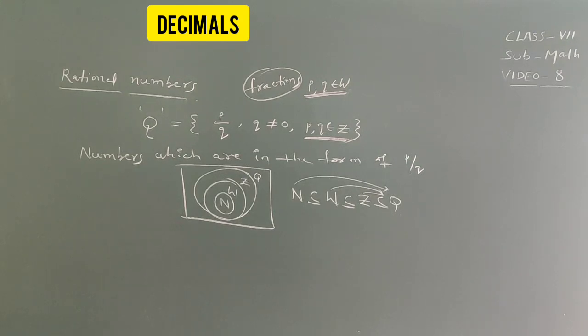Okay. Here the difference between rational numbers and fractions is in the numerator and denominator part. Both are in the form of P by Q. If P, Q are whole numbers, they are fractions; if P, Q are integers, they are rational numbers. There are no negative numbers in fractions, but in rational numbers, positive and negative fractions also we have. That is the only difference.